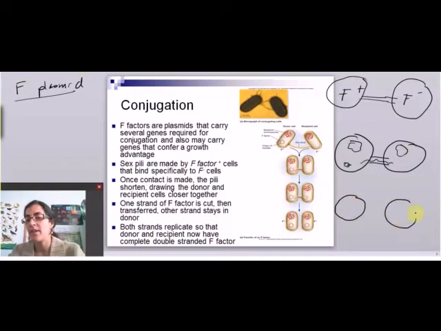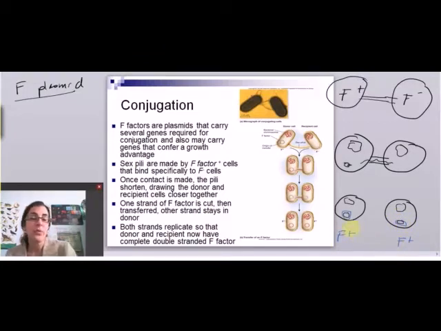So we'll end up with two cells that have their original chromosome, but then each one has a single strand of the F plasmid, and then those cells will copy that and make the second strand. And so you go from having an F positive and an F negative to having an F positive and another F positive cell. So again, the strand of the F plasmid is cut, and that allows it to come over to this side, and then they each end up with one strand of the F plasmid, so that has to get copied to make it double-stranded, and then now they're both F positive.